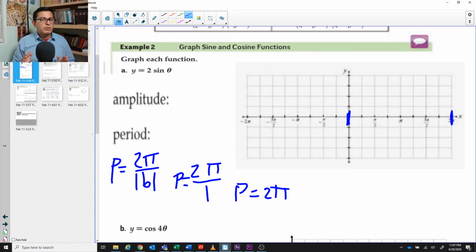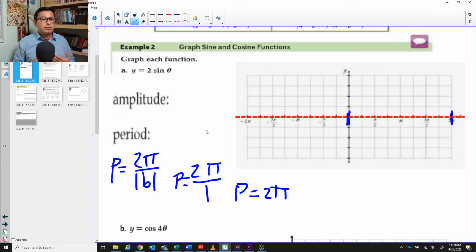Now we need to know where our midline is, the top, and the bottom of the graph. First of all, our midline. We haven't really gone over moving our midline yet, so until we do, always just put your midline at 0. So now I know where my midline is.